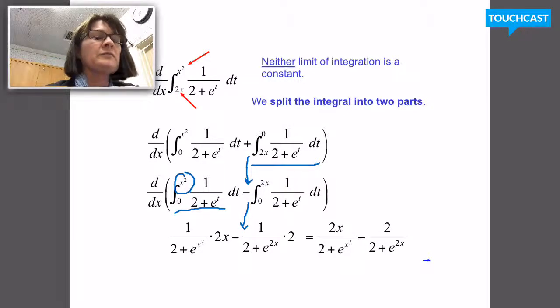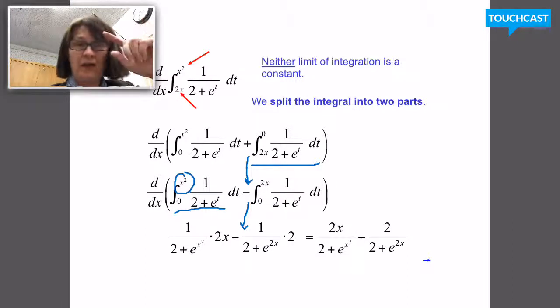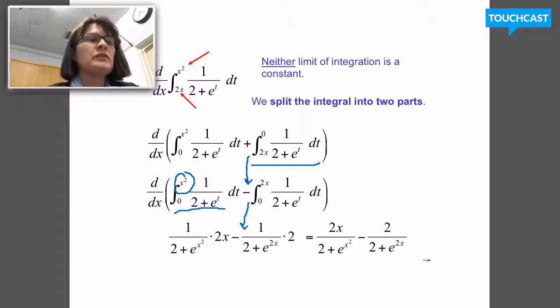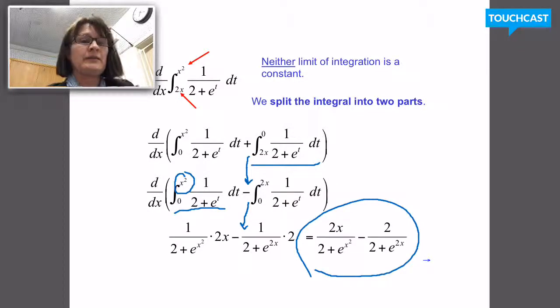You see it comes straight down. I'm going to here replace the t's with 2x, and then multiply by the derivative of the upper limit. So 2x over 2 plus e to the x squared minus 2 over 2 plus e to the 2x.